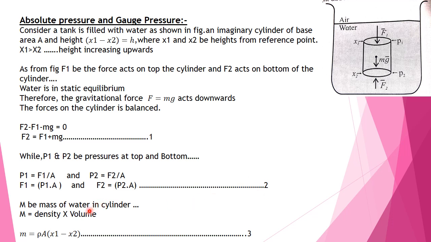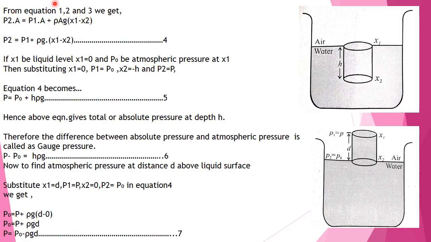Therefore, the mass of the cylinder of water or fluid in the container, m is equal to the density into the volume. m is the mass, rho is the density, and the volume is area into x1 minus x2, equation number 3. Next slide. From equations 1, 2, 3, we get P2 A is equal to P1 A plus rho A g into x1 minus x2. On cancelling the A, we get P2 is equal to P1 plus rho g into x1 minus x2, equation number 4.